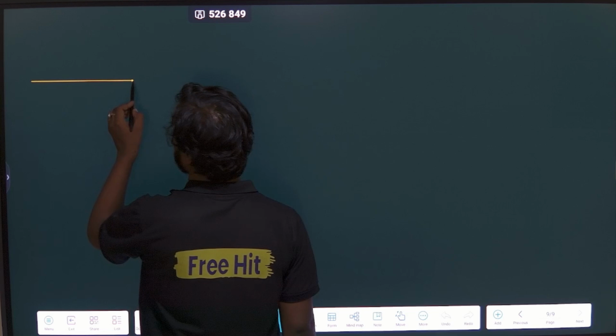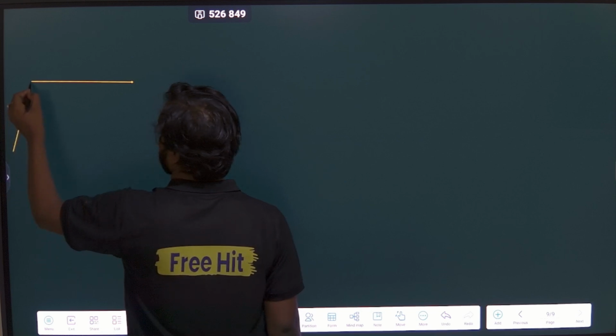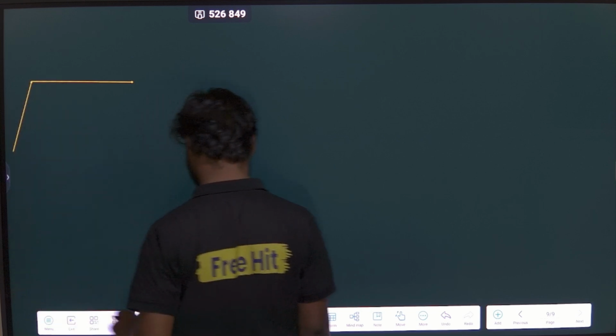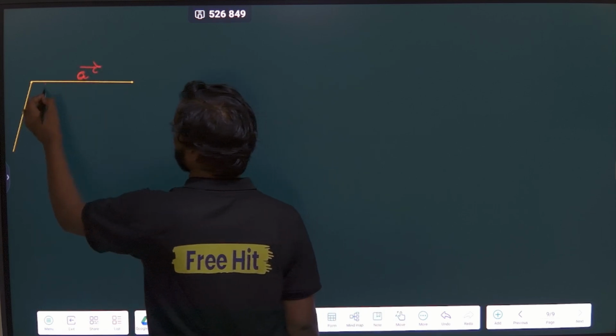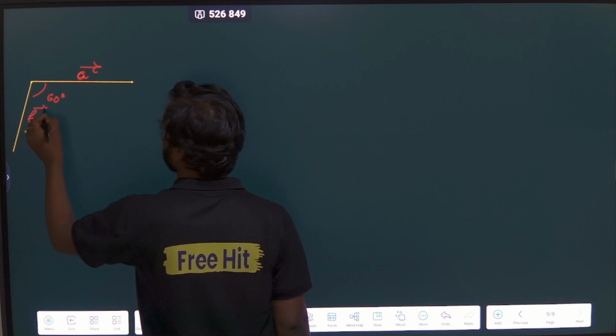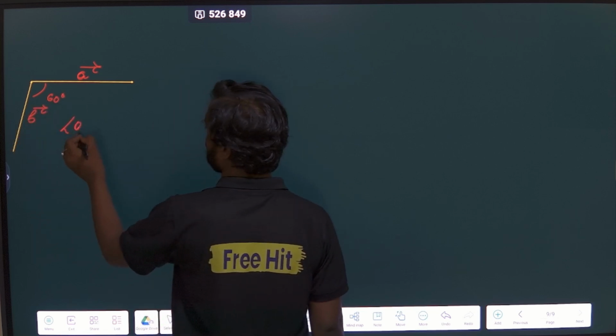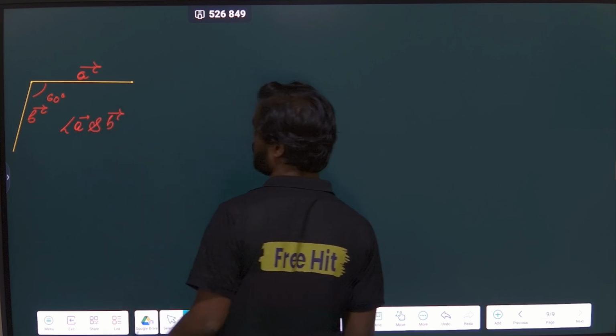Suppose this is my one vector, and there is another vector, okay. Suppose you take this vector as A vector, this angle you take as 60 degrees, and this is my B vector. You have to find the angle between vector A and vector B, okay. What will be the answer?